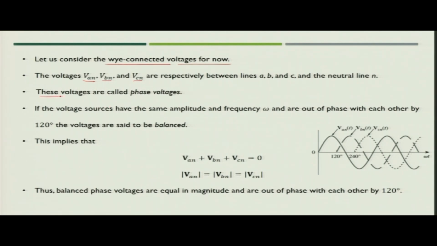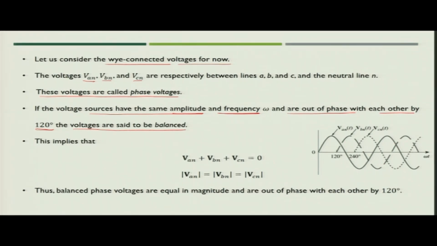So, now these voltages are called phase voltages because you have taken them with respect to neutral. If the voltage sources have the same amplitude and frequency and are out of phase with each other by 120 degrees, the voltages are said to be balanced. So, the criteria for balanced voltage output is that the voltage magnitudes should be the same, the frequency should be the same, and all should be 120 degrees apart from each other. If you see this particular figure, all our voltages are 120 degrees from each other.